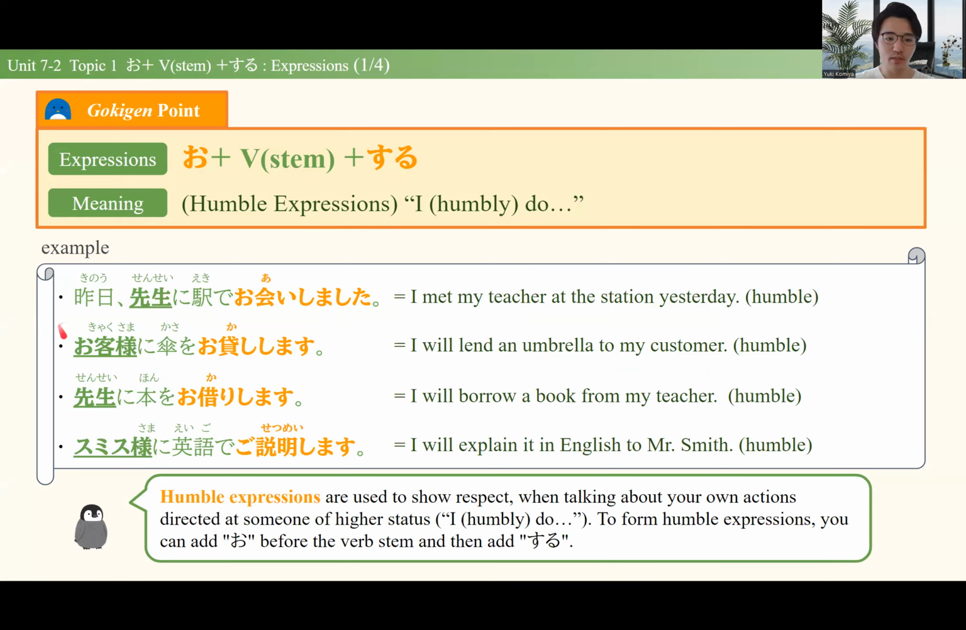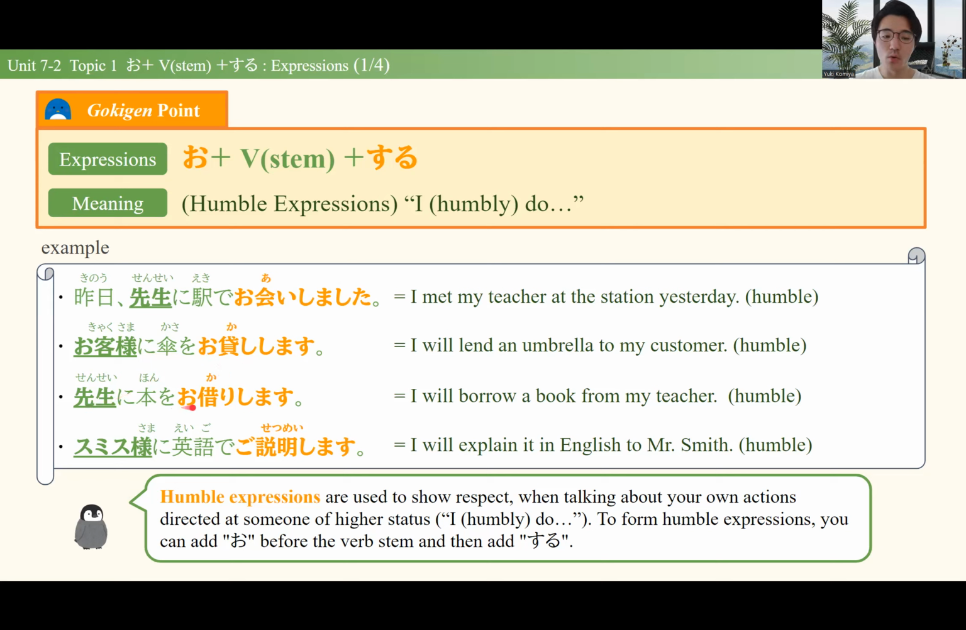Okay, so I think the second example is easier now. お客様. That's a customer, like dear customer. お客様に傘をお貸しします。お貸しします. So 貸す, to lend, that's the normal verb. We take the verb stem 貸し, お貸しします. That's I humbly, or we humbly, lend umbrellas to the customer. Because in the service industry, basically customers are considered to be more powerful or higher social status than the staff. So お客様's profile has been raised by making 貸す into the humble expression.